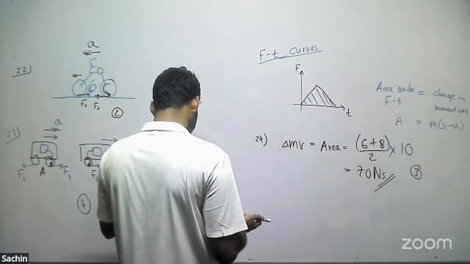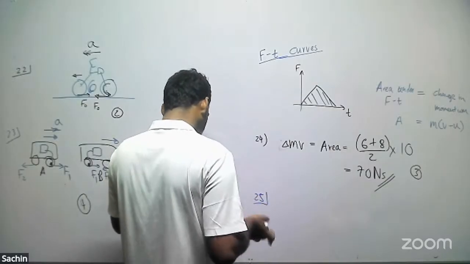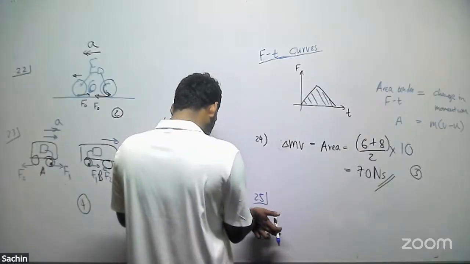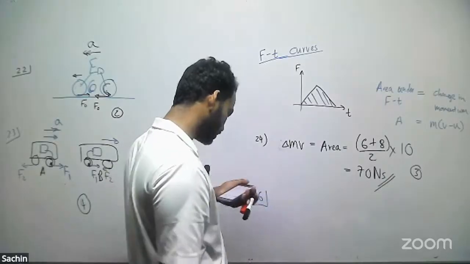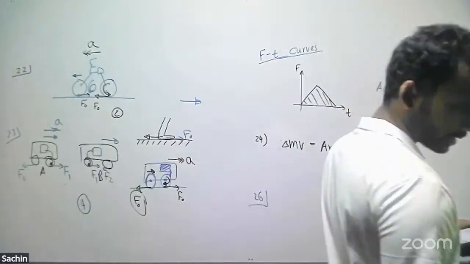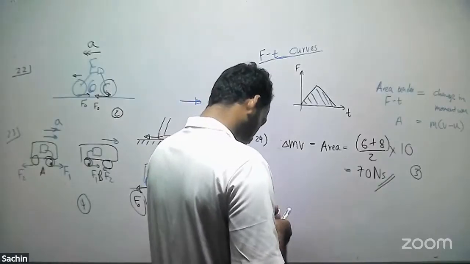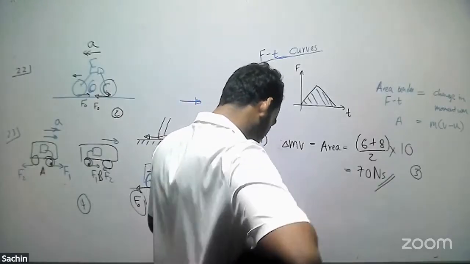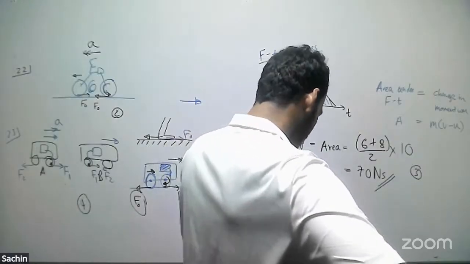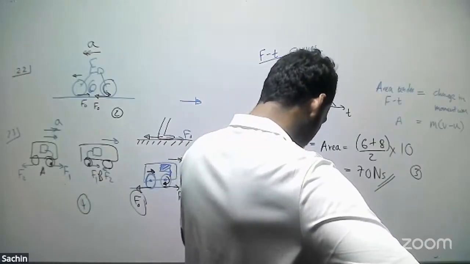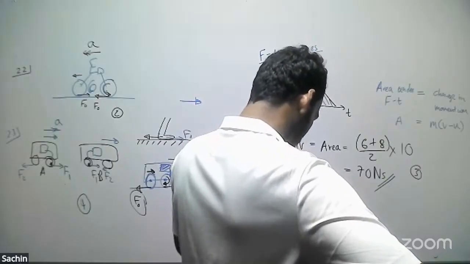And 25th. I think I'll keep 25th. I'll do 26th. The 26th is similar to the 25th, with only a small difference. So in 26 also, force F varying with time, as indicated in the figure, is applied to a wagon of mass 10,000 kg which is initially at rest on frictionless horizontal rails. After 100 seconds, the speed of the wagon in meters per second.